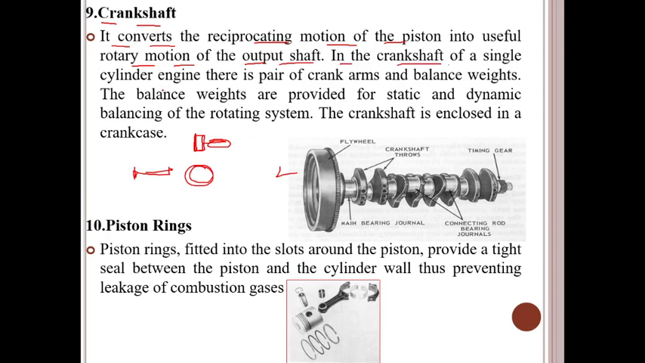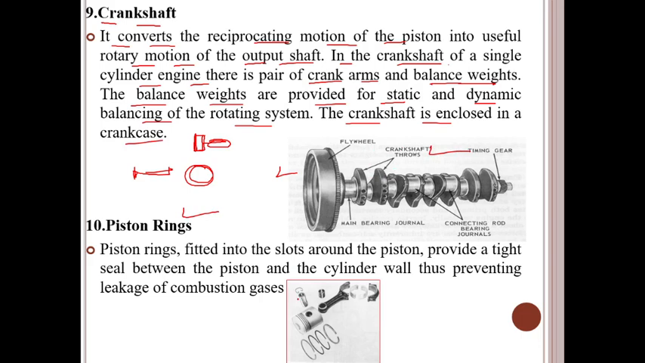In the crankshaft of a single cylinder engine, there is a pair of crank arms with balance weights. The balance weights are provided for the static and dynamic balancing of the rotating system. The crankshaft is enclosed in a crankcase. This is the diagram we observed here, guys.